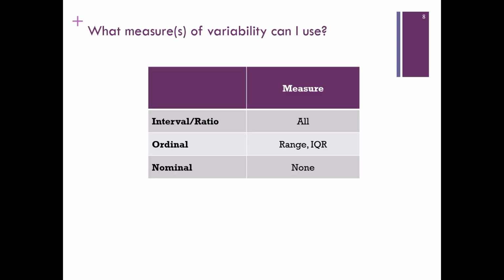Now once again, you'd want to think about what level of measurement your variable would be at, and then you can figure out which measures you can use. And so for nominal variables, you really can't use any measure of variability, it just wouldn't make any sense. But for ordinal, you can use the range and the IQR, interquartile range, and then for interval and ratio level, you can use all that are available. And once again, you'd want to think about which measure best describes your data.